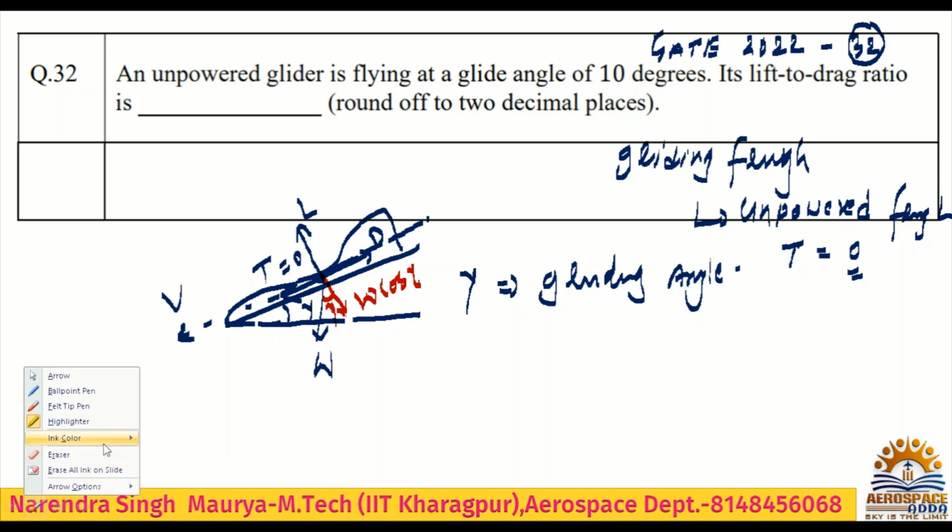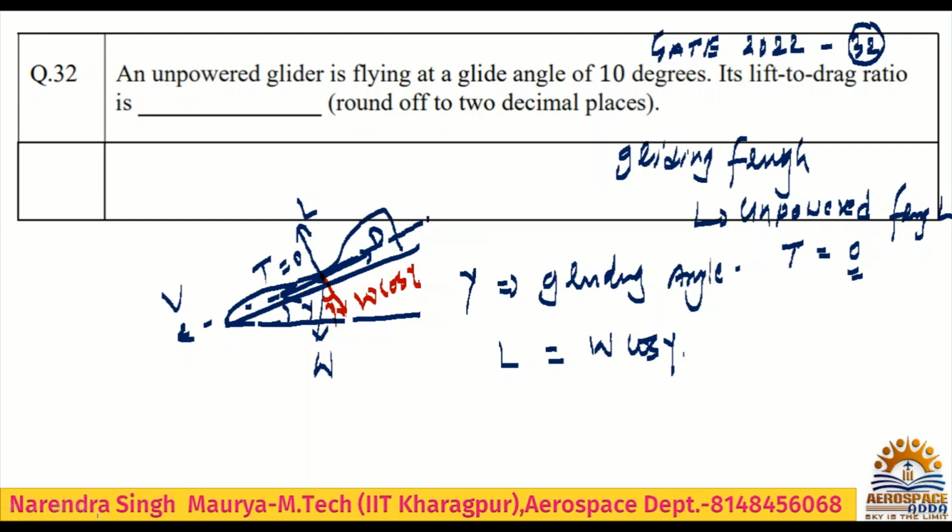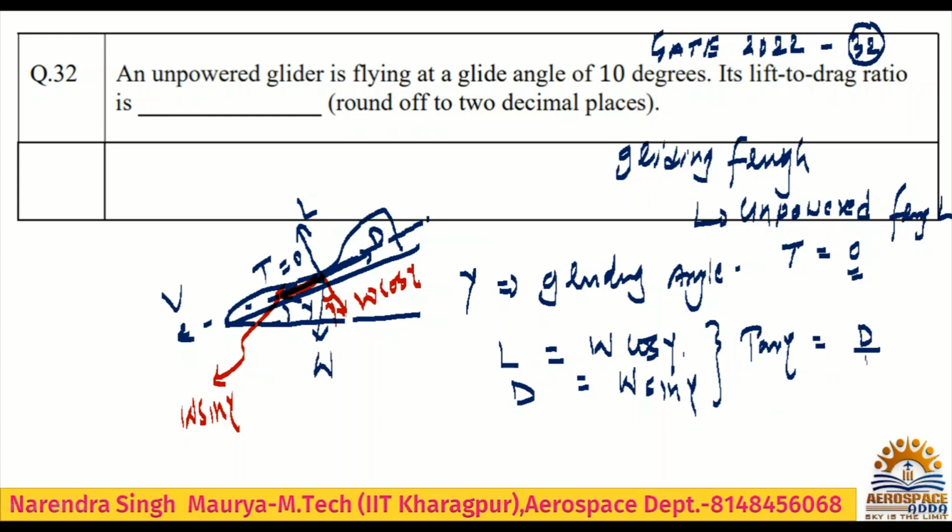Now you will solve it. What do you get? Check. L is equal to W cos gamma. And where is the W sin gamma? Check. This is W cos gamma, and in this direction we have W sin gamma. These are the two components, right? So what is W sin gamma? It is nothing but drag, because drag is just opposite to W sin gamma. Now if you solve this, tan gamma is equal to D by L.